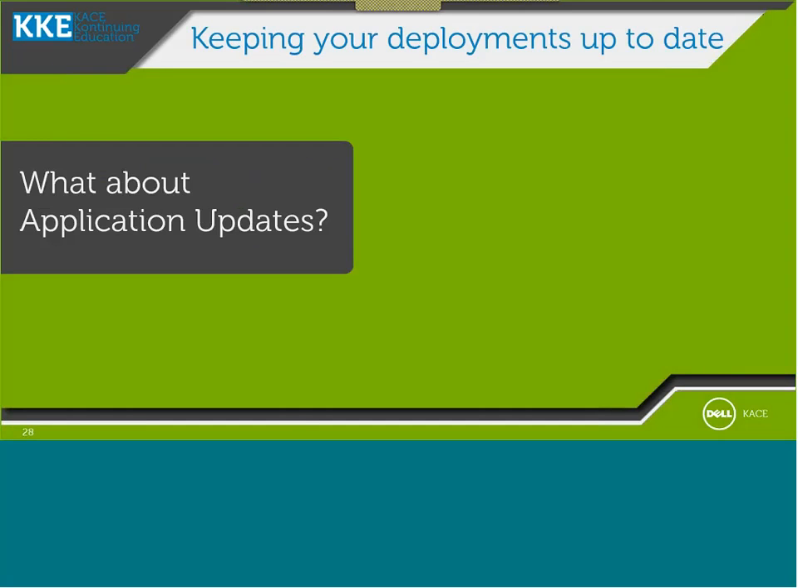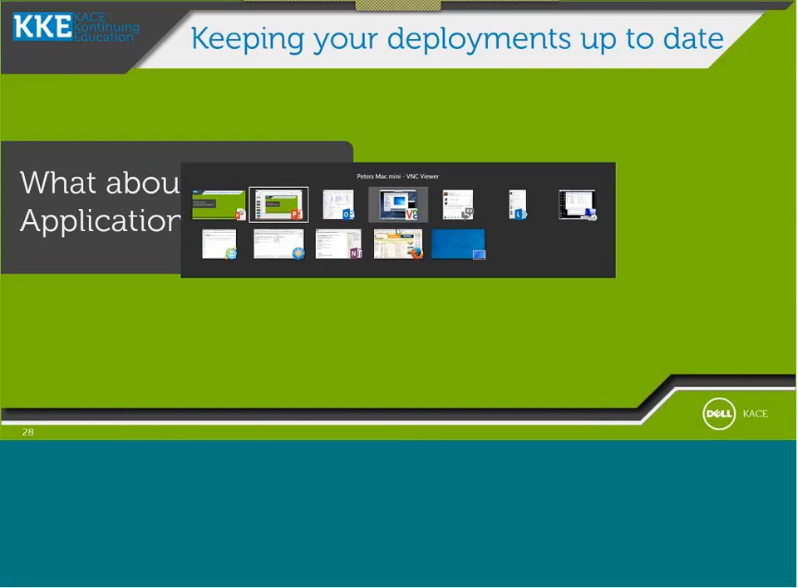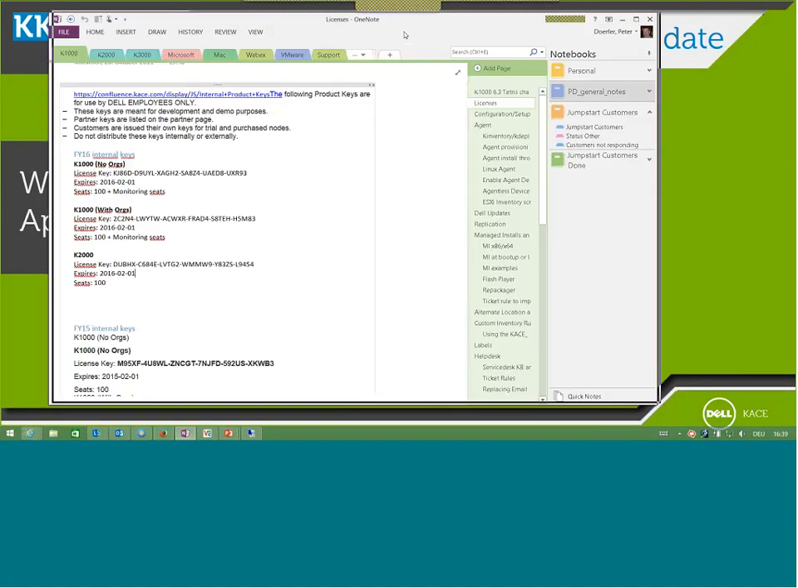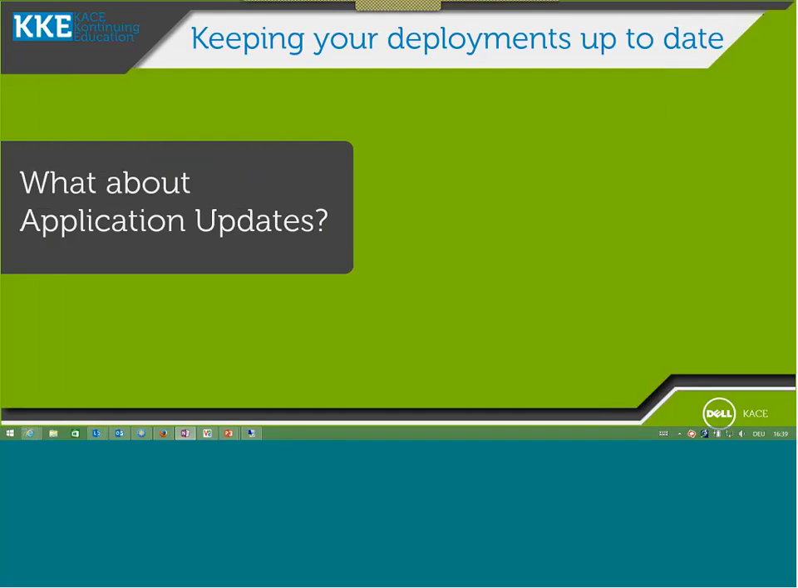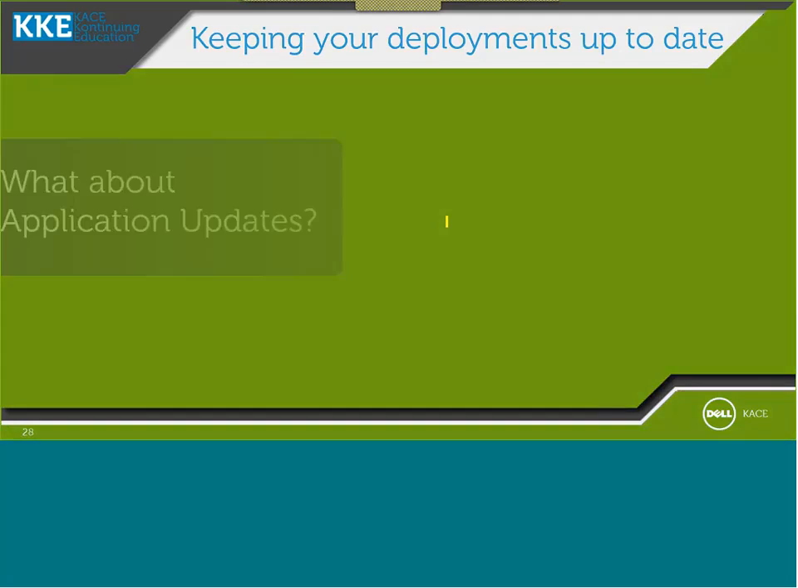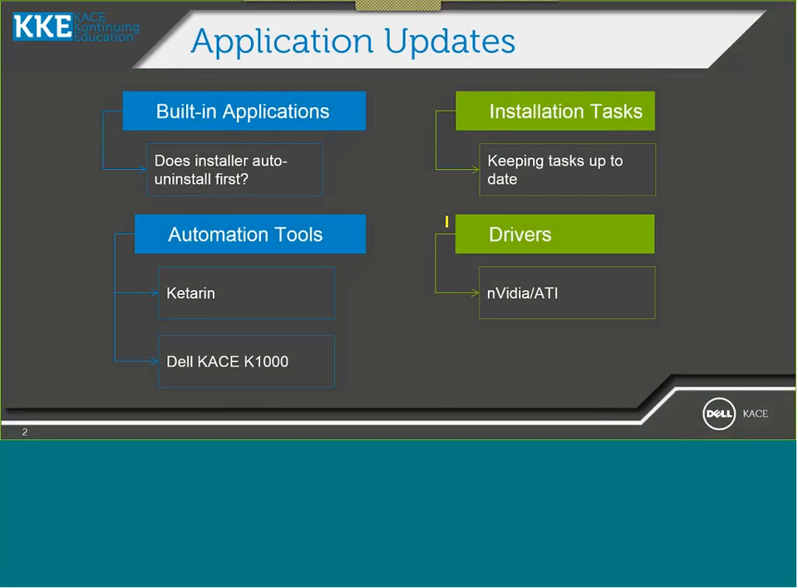But what about application updates? Application updates have different requirements. There's some stuff we can handle with the K2000. In the K2000, we would need to update our post-installation tasks every time. On the K1000, we can probably use patching for that. So there are different ways, different requirements to handle that.